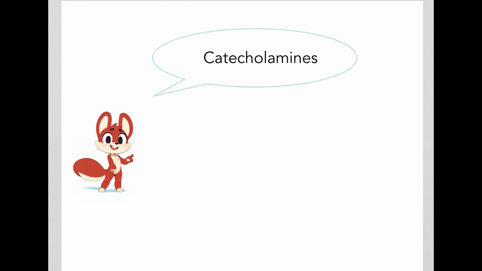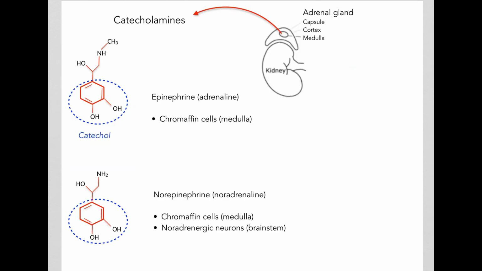Let's look at the catecholamines first. The two major catecholamines that we'll discuss are epinephrine, also called adrenaline, as well as norepinephrine, also called noradrenaline. Notice that epinephrine has a methyl group attached to the amine, while norepinephrine doesn't have the methyl group.